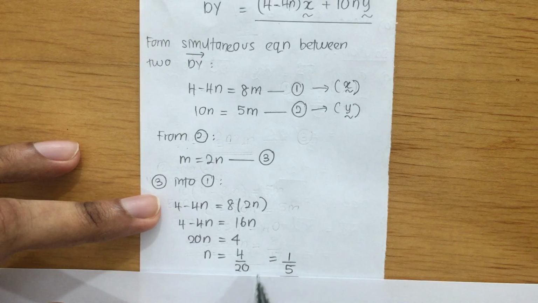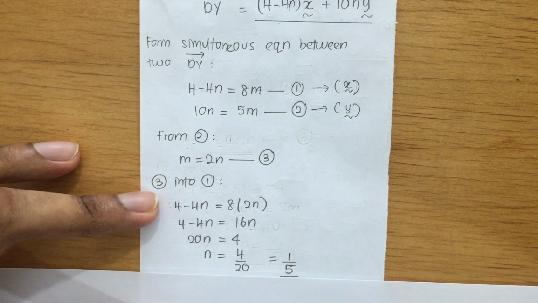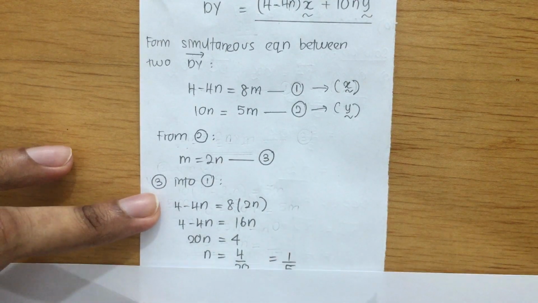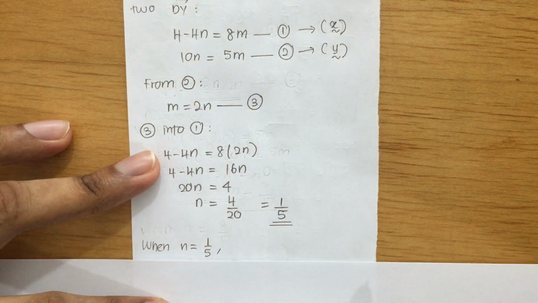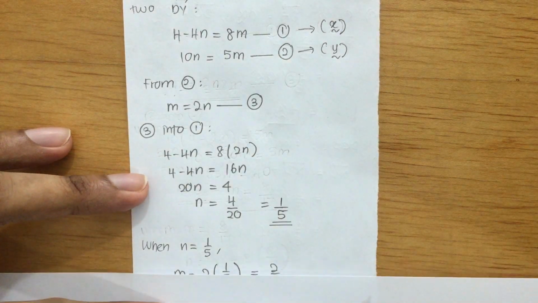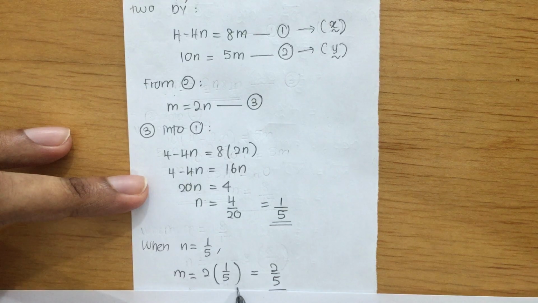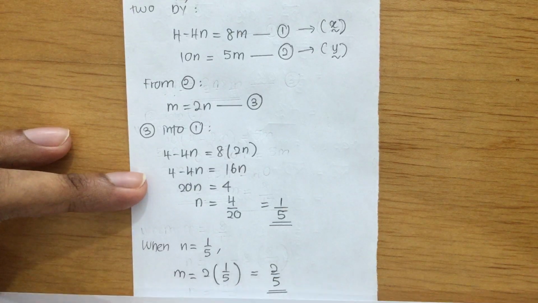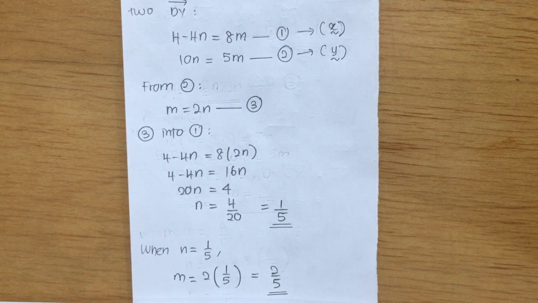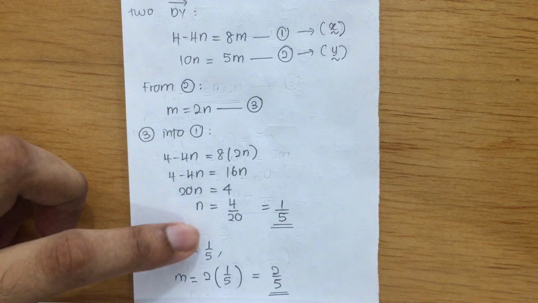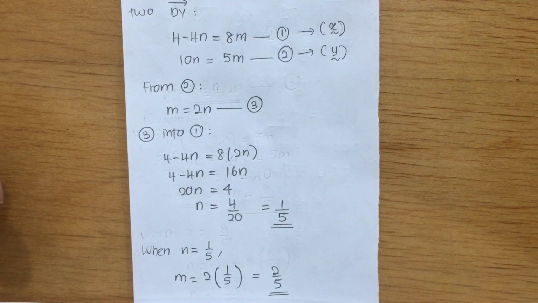So when you get your first answer, you can immediately substitute into either one of the equations, guys. So in this case, I substitute into the third equation over here. Continue to the next step. When n equals to 1 over 5, m equals to 2 in a bracket 1 over 5, so you'll get equals to 2 over 5. So this is your answer, guys. Alright guys, we have already found the variable m and variable n over here. From here we're going to proceed with the next question. Please hold on.